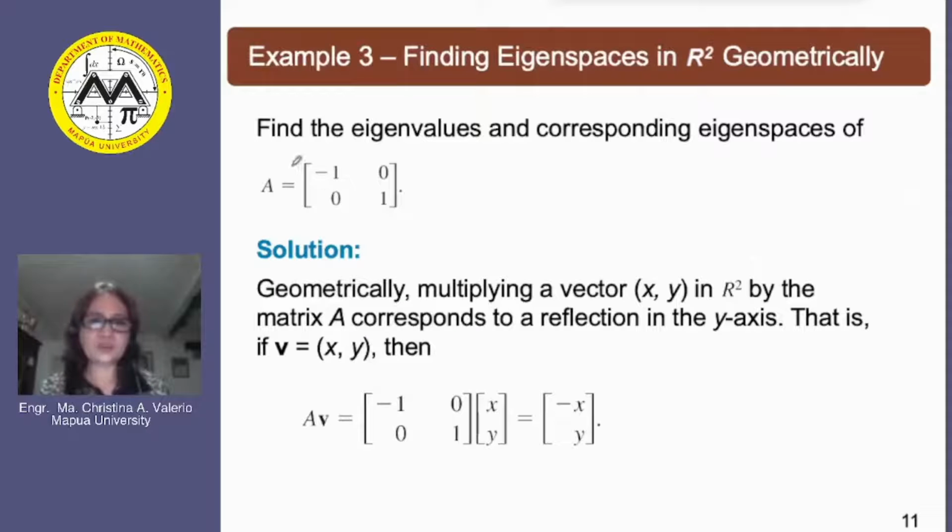Geometrically, if we multiply a vector with components x, y in R squared by the matrix A, performing the matrix multiplication, we have the 2 by 2 matrix negative 1, 0, 0, 1 multiplied by the vector with components x, y. We will have negative 1 times x plus 0, which is negative x, and 0 times x plus y, which is y. Geometrically, this tells us that we ended up with a vector that corresponds to a reflection in the y-axis.